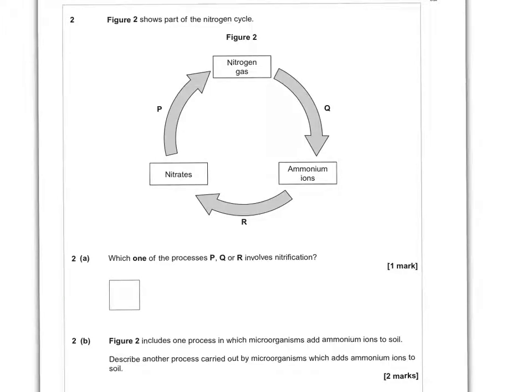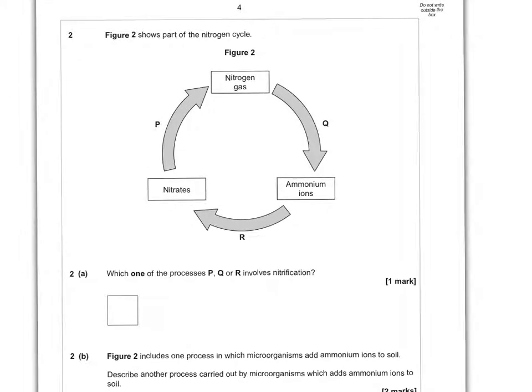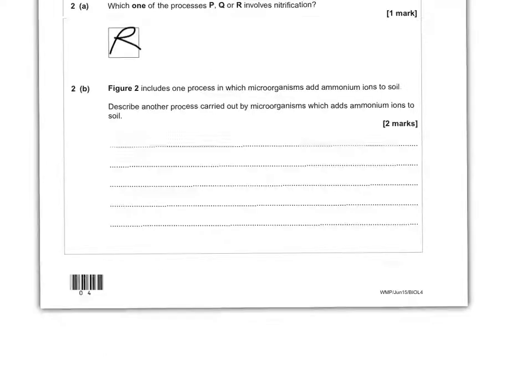Question 2 is about the nitrogen cycle. They give you a nice simple diagram here, and then they want you to say which process is related to nitrification, and if you've done your revision you will all know that it is R, and that is a simple answer. I think 2b is a bit trickier because they obviously have talked about microorganisms adding ammonium ions to soil, and they want you to talk about another process.